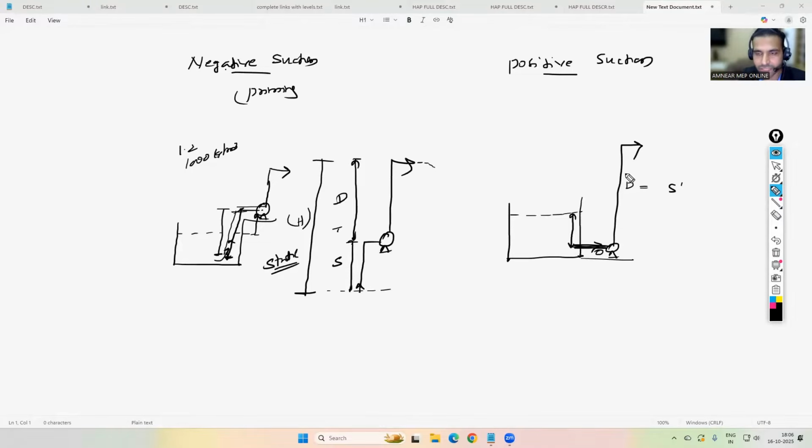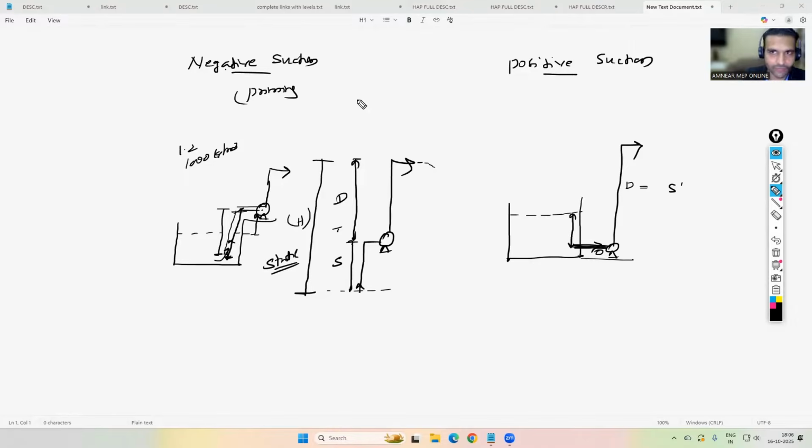Most of the cases, in the positive suction case, the suction head you need to consider 0, but in the negative suction case, you have to consider the suction height as well when we are calculating the gravity head, means static head. Okay, that's the difference between negative suction and positive suction.